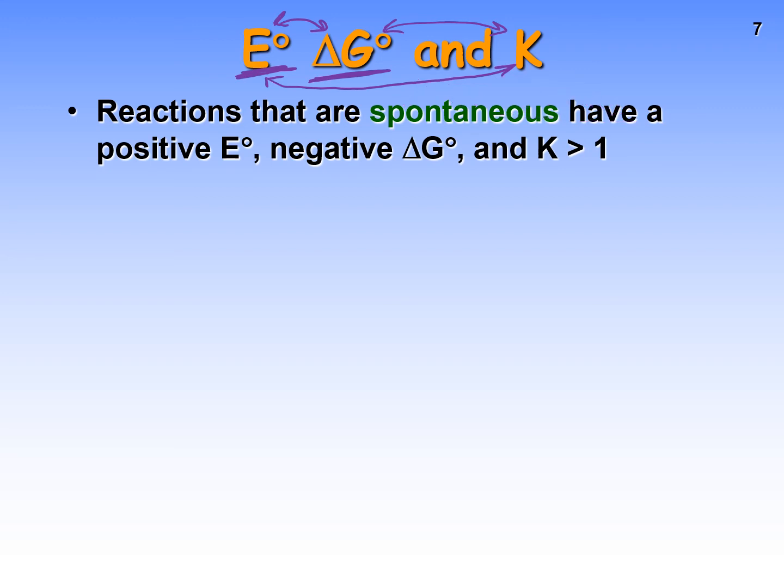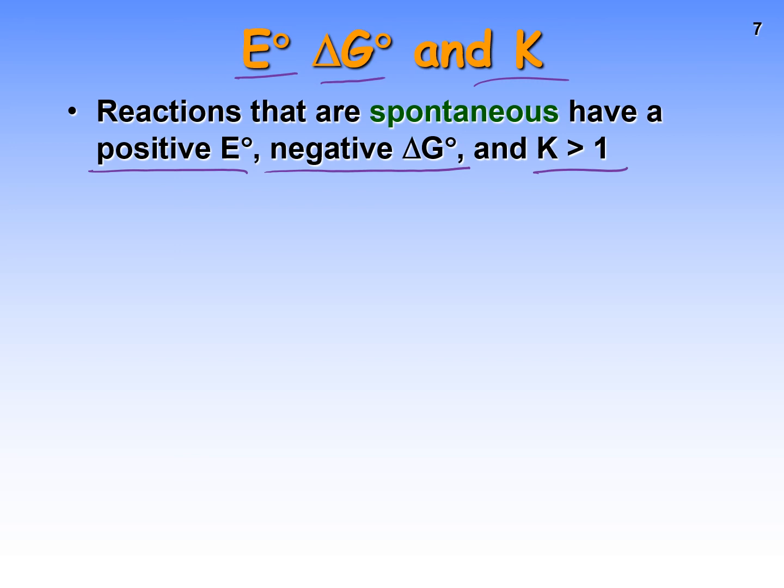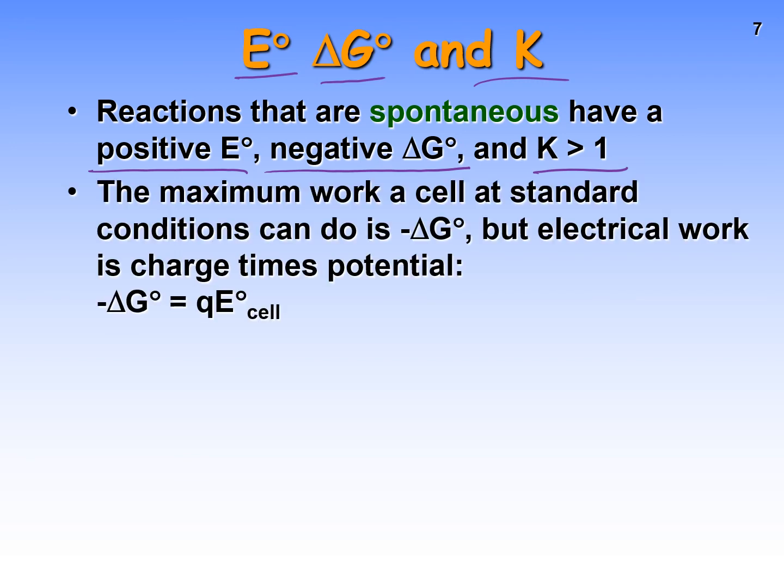We know how to predict spontaneity four different ways, right? Delta S universe has to be positive, delta G has to be negative, the equilibrium constant has to be greater than 1, and now in this chapter, E naught cell has to be positive. Now for us, we're going to focus on these three values: positive E naught cell, negative delta G, and larger than 1 Keq. What we also know is that the maximum work a system can do is defined as negative delta G. We learned that in chapter 17 as well.